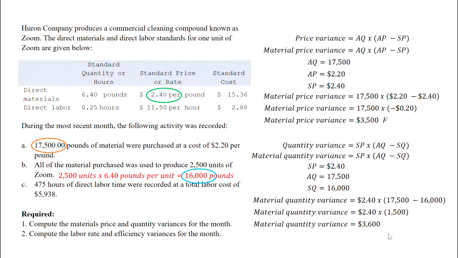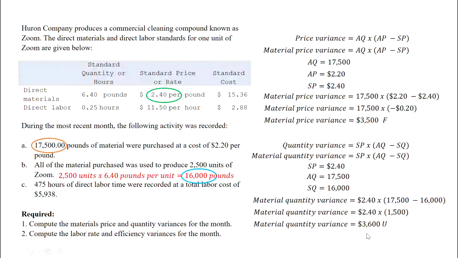And again, instead of plus and minus, let's think in terms of unfavorable and favorable, and let's step back. If we thought we were only going to have to use 16,000 pounds, but we actually used 17,500, 1,500 more pounds at a price of $2.40 per pound, that's a bad thing, correct? Using more materials is a bad thing. That means it was more costly. So this is going to be unfavorable.